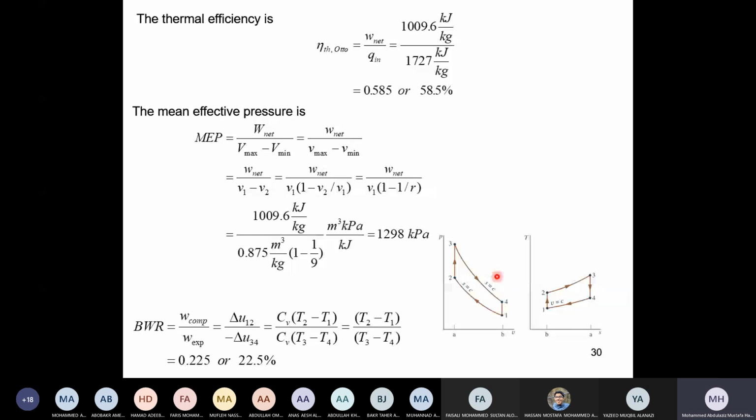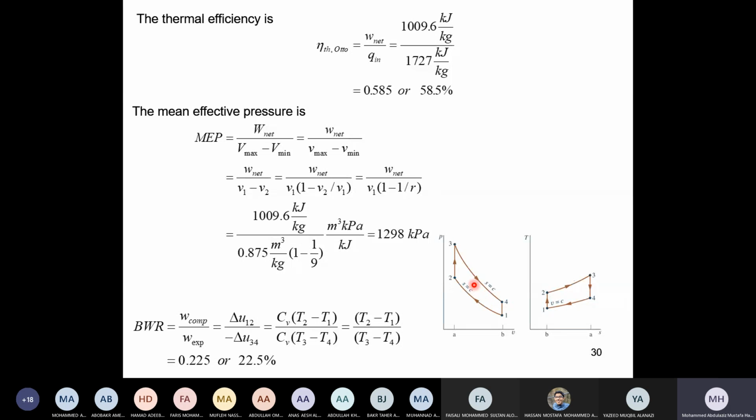Okay, this cycle here is the Otto cycle. I'm just telling you the Otto cycle. The Otto cycle was 1 to 2, 2 to 3. The 1 to 2 line was vertical, meaning an isentropic process. 2 to 3 is a constant volume process. Then 3 to 4 is isentropic and so on.